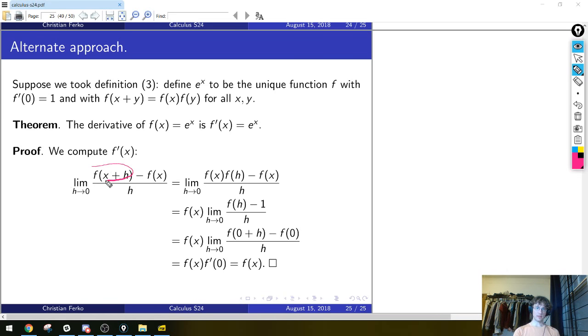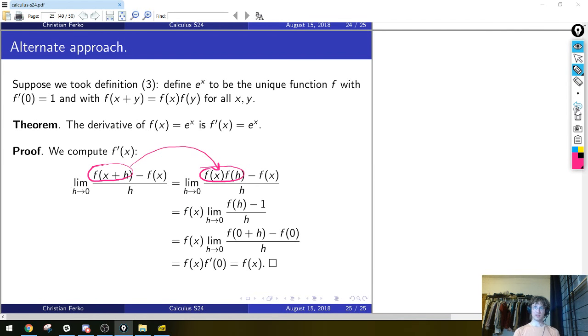Now, this step is really nice, right? Since f of x plus y is f of x times f of y for all x and y, you can very neatly split that first term in the difference quotient, f of x plus h, into f of x times f of h. That's very nice. That's what we did before when we had the exponential, but now that's part of the definition.